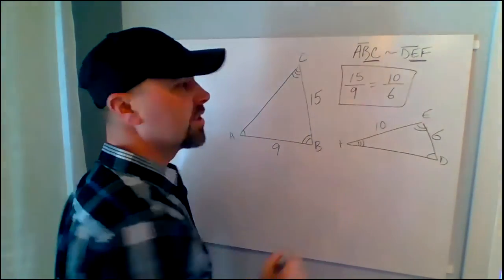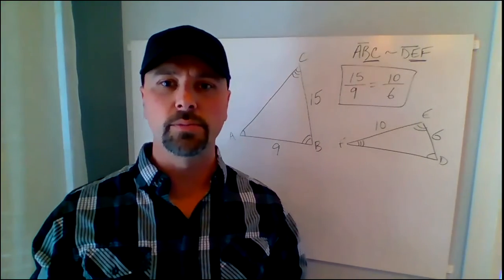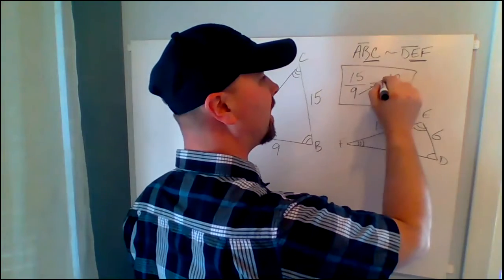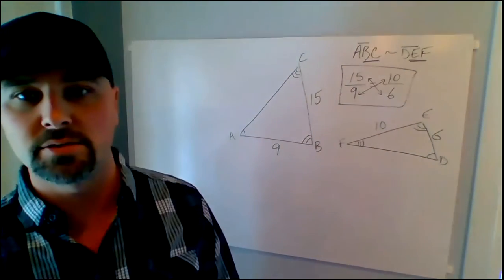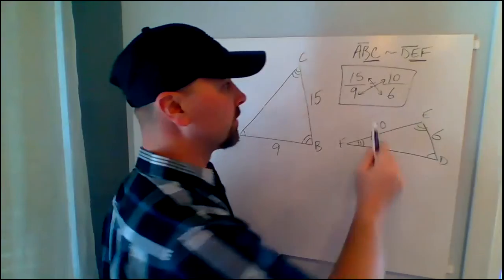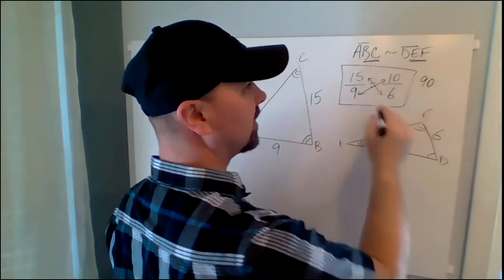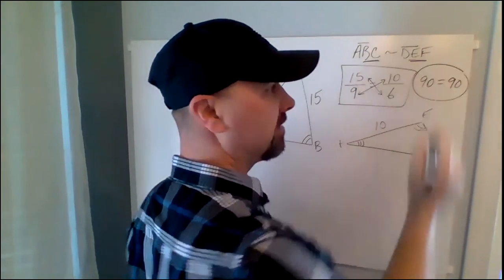So are these similar triangles? Okay, how do we know? Well, what we know is if they're similar triangles, they're going to have the same cross products. So multiply each one across. 9 times 10 is 90. 15 times 6 is 90.